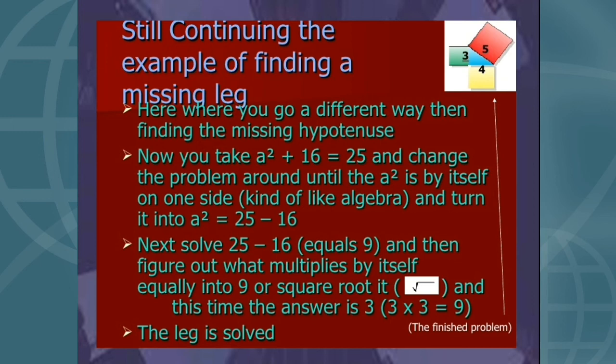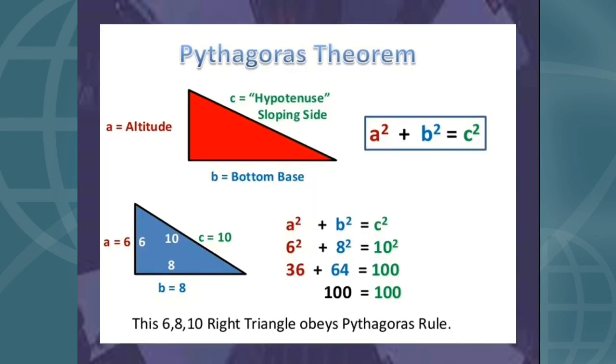Okay, next. Solve 25 minus 16. So, we're going to subtract, that equals 9. And then, figure out what number multiplied by itself equals 9, or square root it. So this time, the answer is 3, because 3 times 3 is equal to 9. So, the leg is solved. So, the example we also used is the one earlier where we find the hypotenuse. Okay? So, Pythagorean or Pythagoras Theorem.